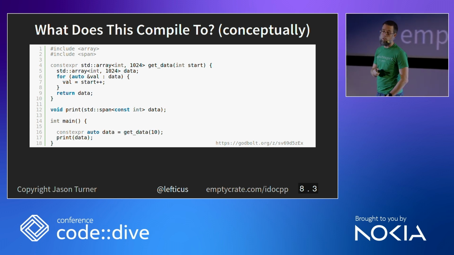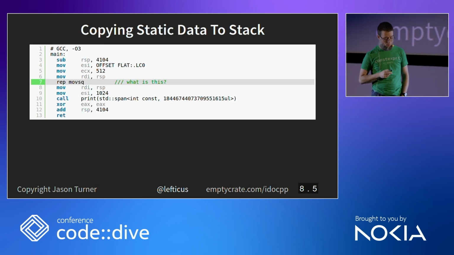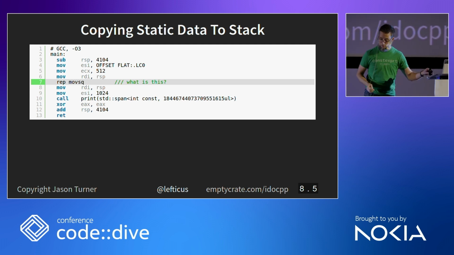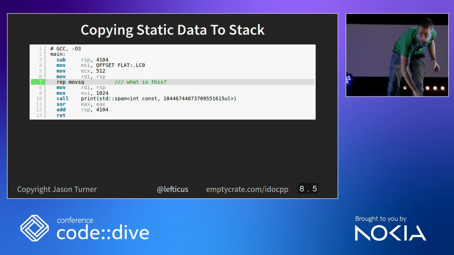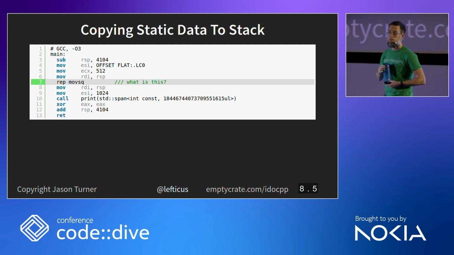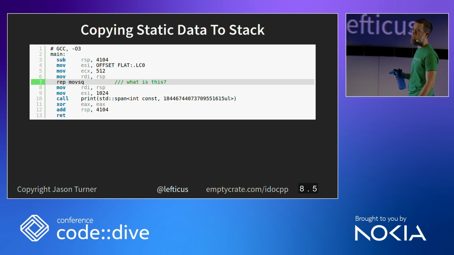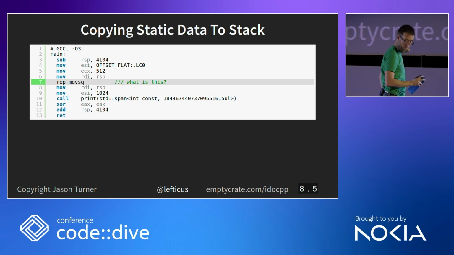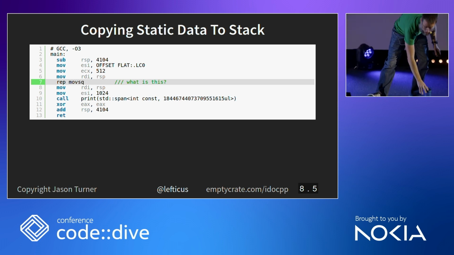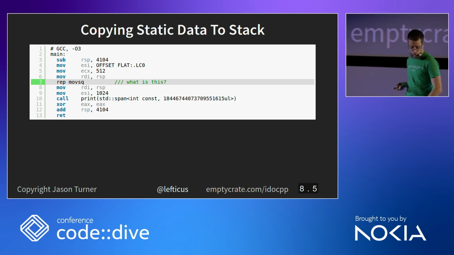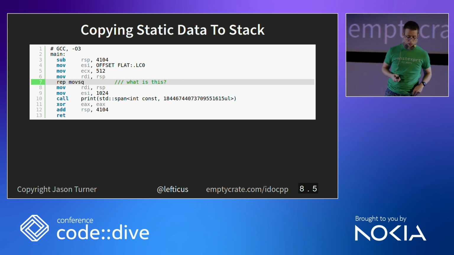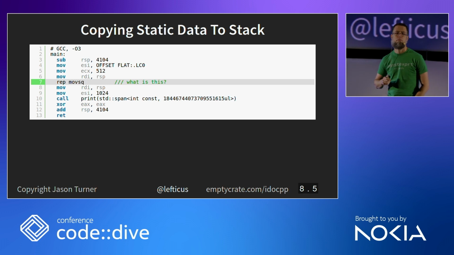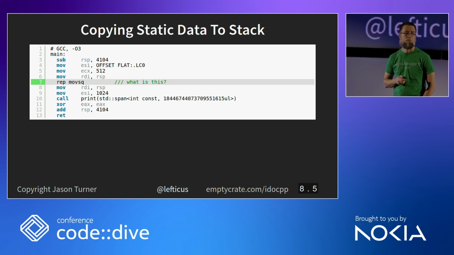Clang not necessarily will. But I will tell you, this is GCC with O3. You can see that line 7. What am I doing? I am copying 1,024 integers onto the local stack. And then I am passing pointers to those integers via the span wrapper to print on line 10. Does that make sense? Questions? All right.